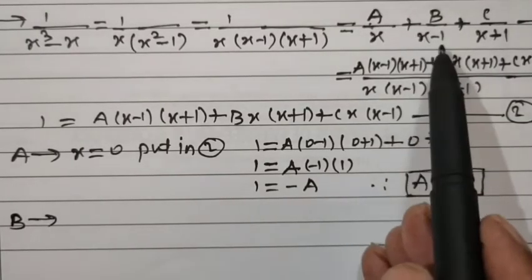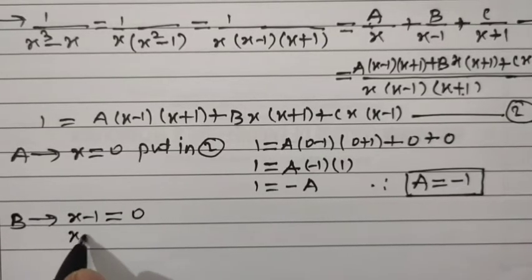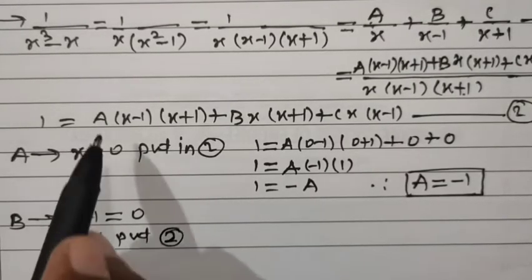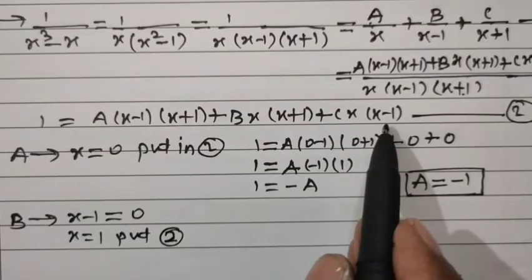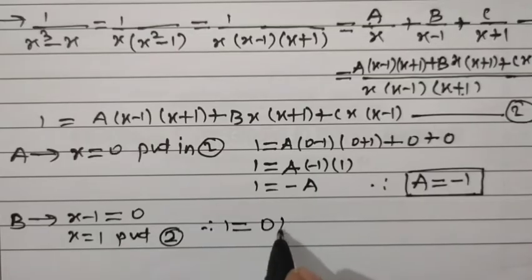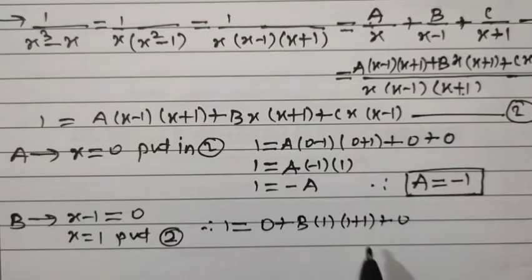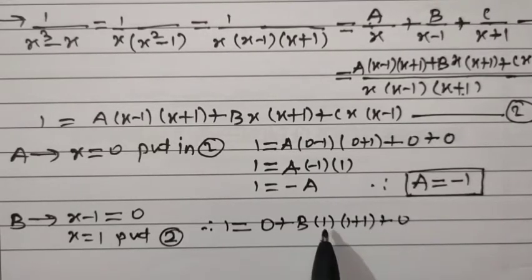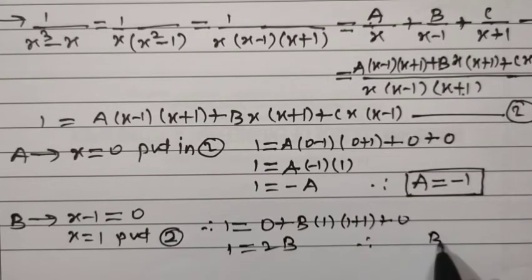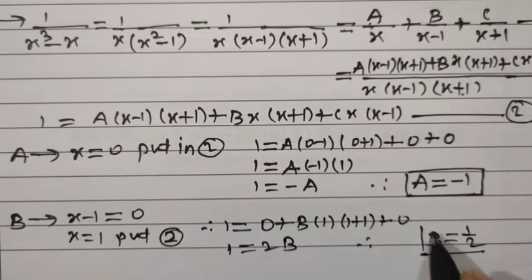Now we have to find the value of arbitrary constant b, and the denominator of b is x minus 1. Equate x minus 1 with 0, that is x is equal to 1. We have to put this in equation number 2. This term becomes 0 and this term becomes 0. Remains only the second term. Hence 1 is equal to 0 plus b into 1 plus 1 plus 1 plus 0. 1 plus 1 is 2, 2 into 1, 2, 2 into b. 1 is equal to 2b. And this implies b is equal to, taking this 2 on the left hand side, 1 upon 2. This is the value of arbitrary constant b.